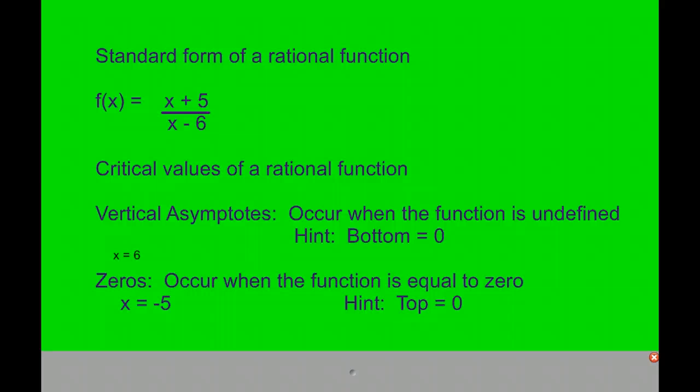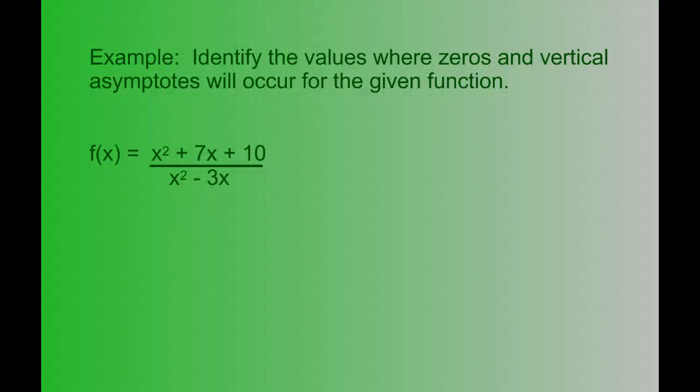Let's go ahead and look at the next step. The directions for our example tell us to identify the values where zeros and vertical asymptotes will occur for the given function. We need to remember what we're looking for. A 0 will occur when the top is equal to 0. A vertical asymptote will occur when the bottom is equal to 0. So in order to find a 0, we're looking for when the top equals 0. x squared plus 7x plus 10 equals 0 will answer that question.